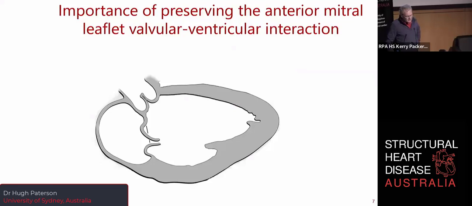So let's look at the importance of preserving the anterior leaflet for the purpose of left ventricular function. As I said, if the ventricle pumps blood in one direction, there's a force on the apex in the opposite direction.